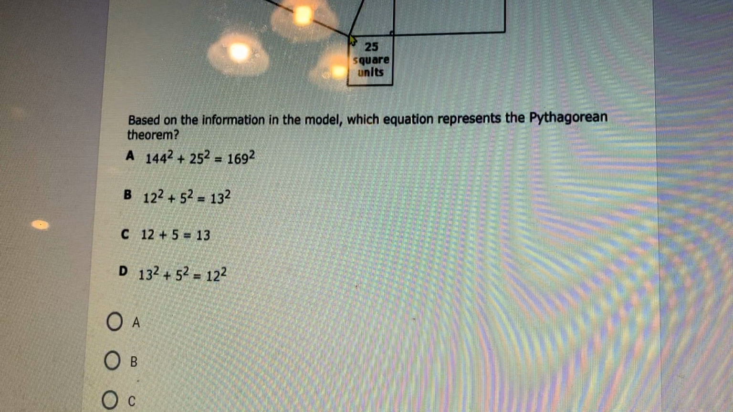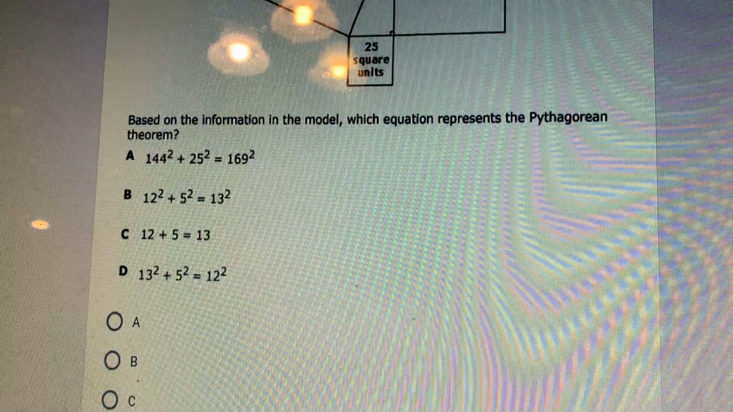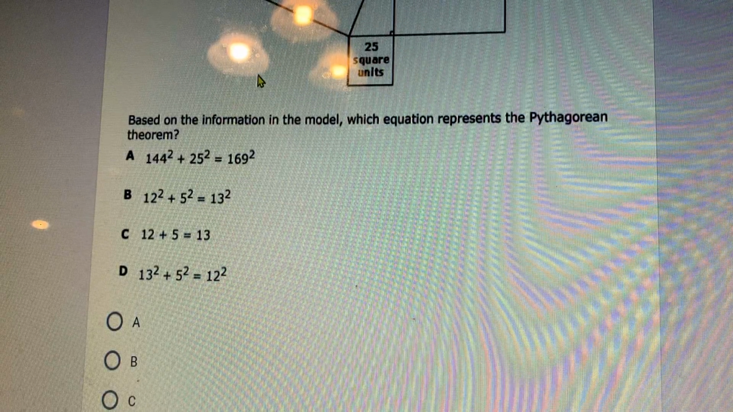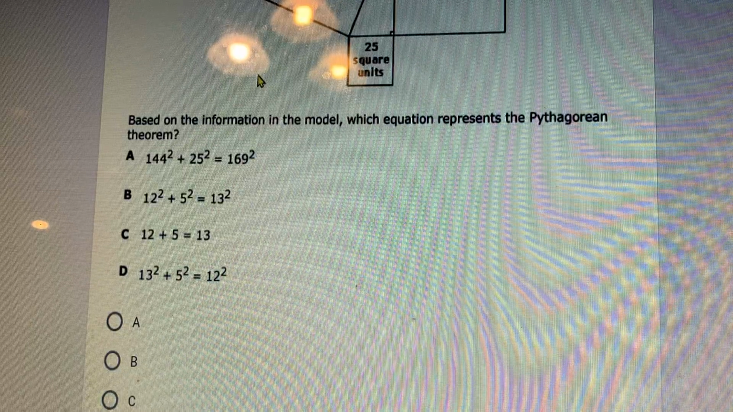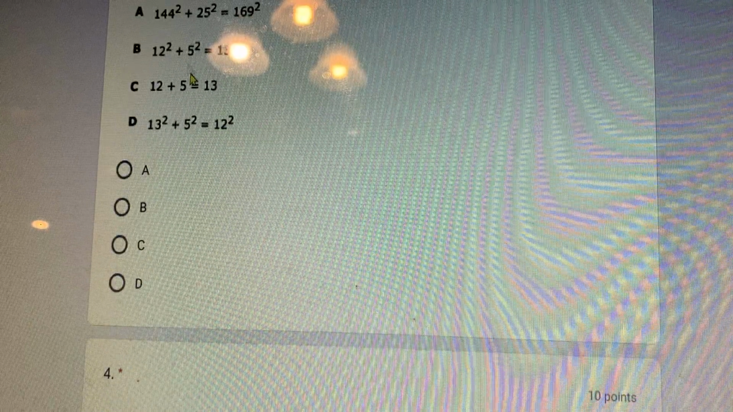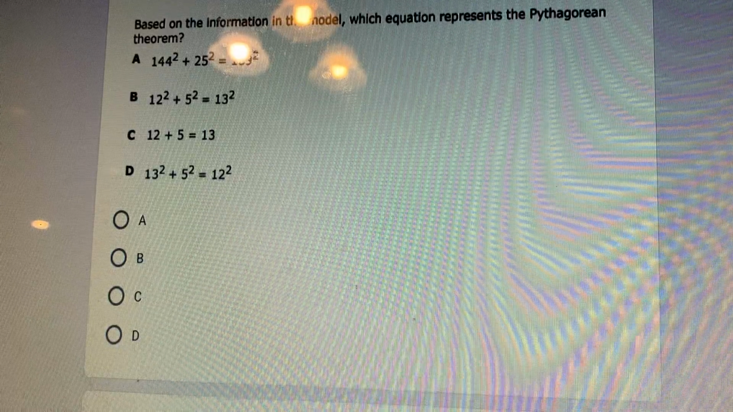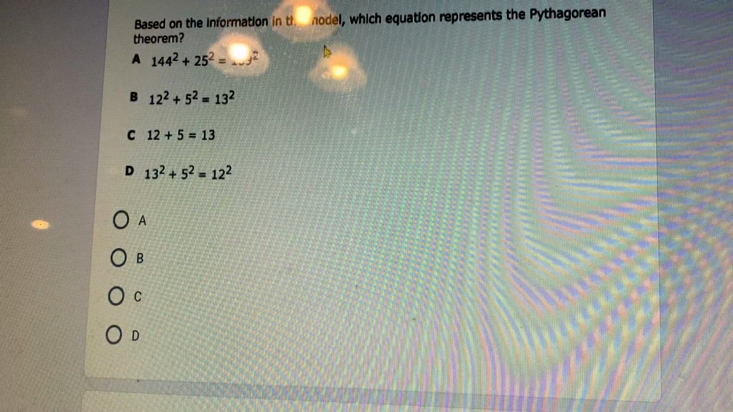Pythagorean theorem. The sides here are A, B, and C. Okay. The formula is a squared plus b squared equals c squared. So you just need to figure out which one of these matches this. Remember, the squared units is actually the area of that box on that line.